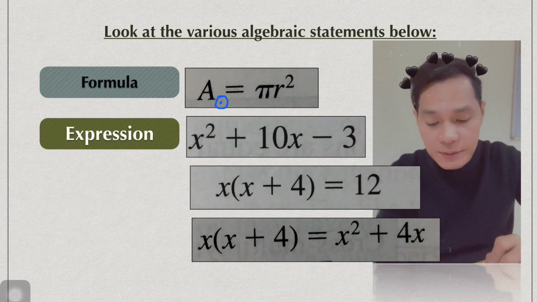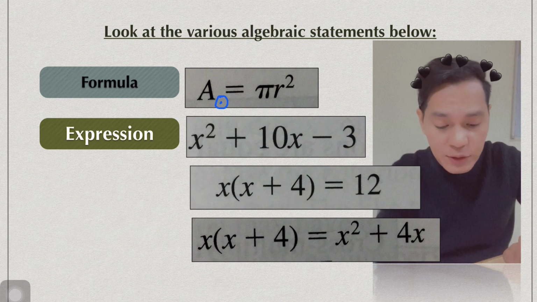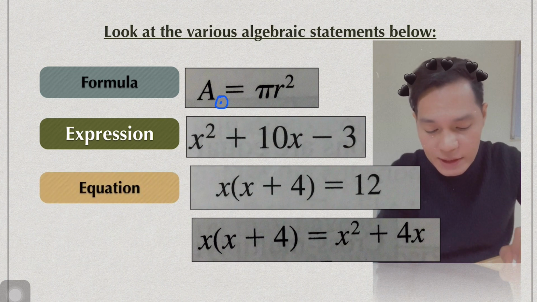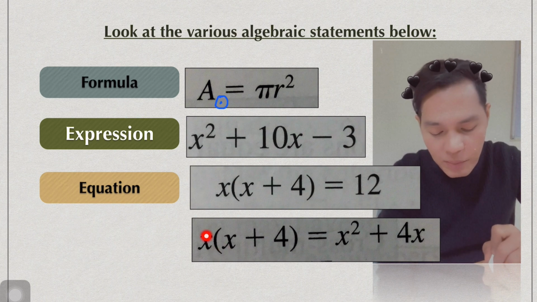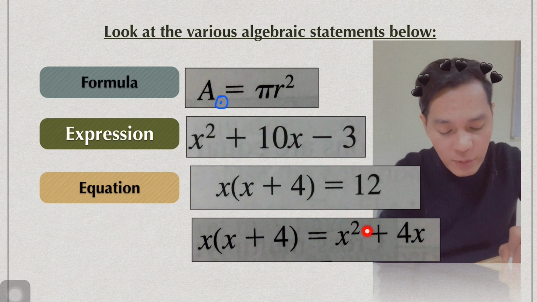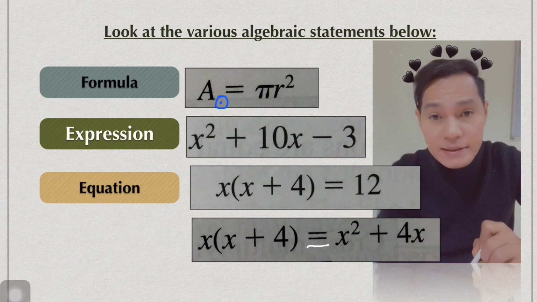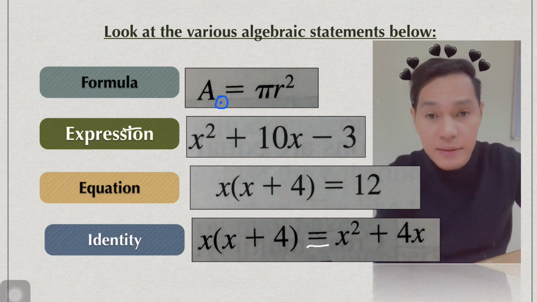Next one is x times the sum of x plus 4 is equal to 12. There is an equal sign, therefore it's an equation. There is nothing special here, so this is an equation. Next one, there's an equal sign, but when you get the product of this, it's equal to x squared plus 4x. Therefore, this is an identity. So this is a formula, an expression, an equation, and an identity.